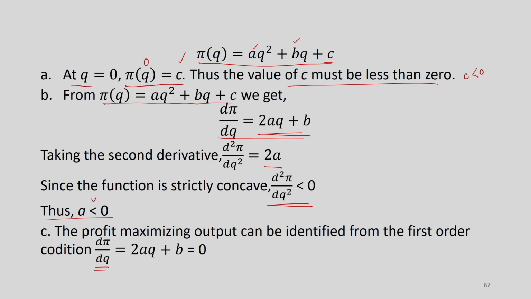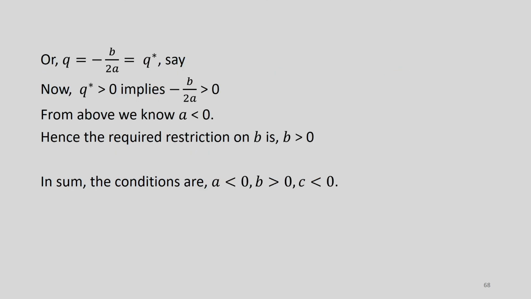So, from that condition we express q as a function of these parameters. So, q will be equal to minus b divided by 2a, and that is equal to q star, let us suppose. Now, q star should be greater than 0. That is what the third part is demanding. Now, q star greater than 0 means minus b by twice a is greater than 0, but we already know that small a is less than 0 from the second part, right.